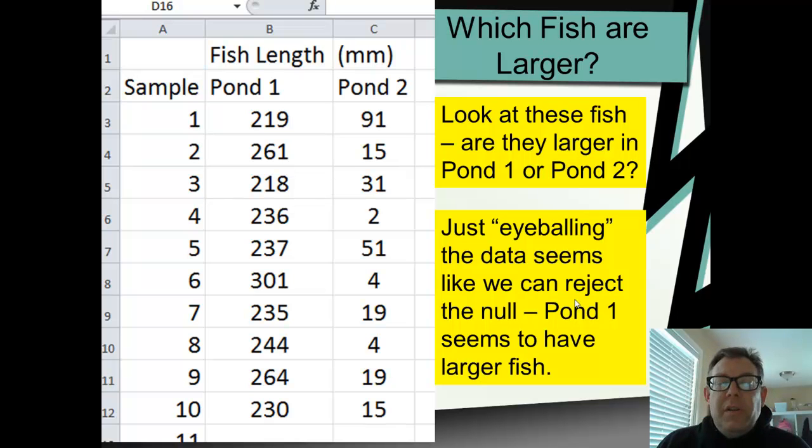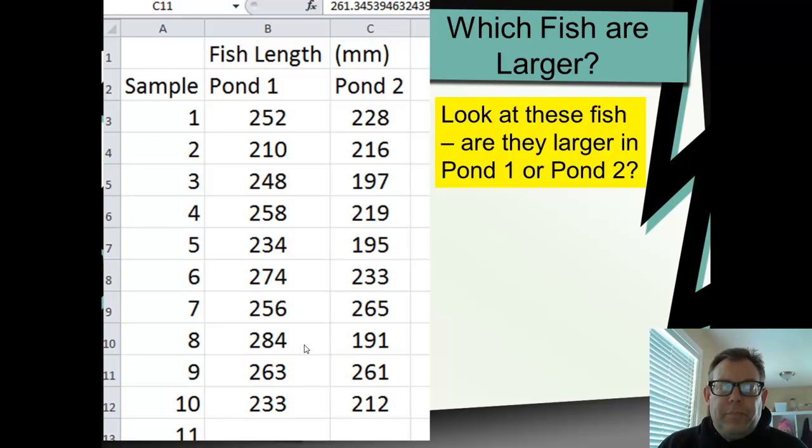Well, if we just eyeball the data like we did, it seems to suggest that we can reject the null. The pond 1 fish seem to be much larger than the pond 2 fish, just by looking at the raw numbers. But let's look at a different sample. What if this were the sample? Now, same question. Do we reject the null? Are the fish larger in one pond versus the other? It's not as easy now, is it? It's not as obvious. In the previous example, it was kind of obvious that they were larger in pond 1. Here, it's not so obvious.